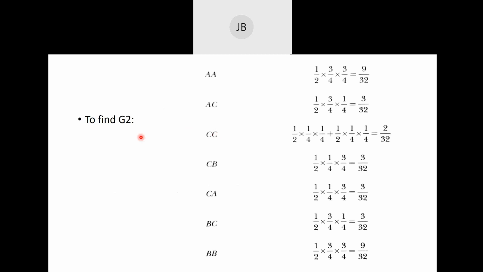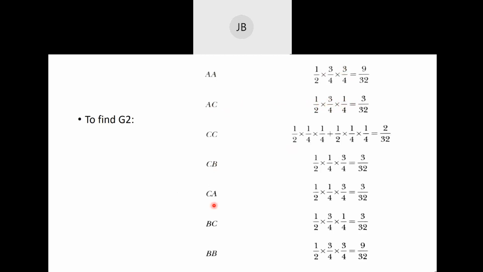Now going for G2. G2 means generating two symbols: AA, AB, AC, BC, BB, CC, CA, and so on. We have seen in the tree diagram how to generate AA. AA is the transition probability multiplied by the state probability, multiplied again by the transition probability of getting the next symbol. For AC, this is the state probability multiplied by the probability of getting A, and this is for getting C.